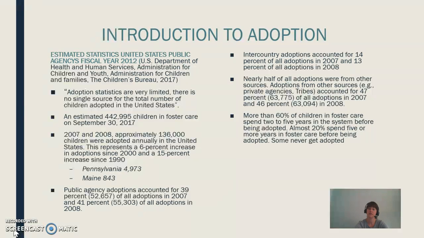More than 60% of children in foster care spend 2 to 5 years in the system before being adopted, and almost 20% spend 5 or more years in foster care. And then some never get adopted. One statistic is the longer a child is in foster care, the older they get, the less likely they are to be adopted. So that's another gap between foster care and adoption.